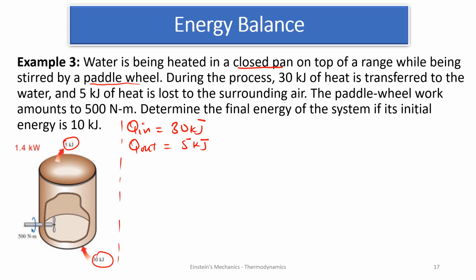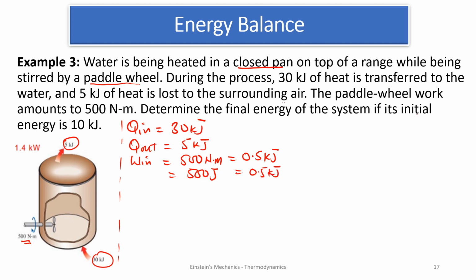And there was a work done of 500 Newton meter. So work done is done by the paddle on the system. So we are doing work in. We are working inside the system, which is 500 Newton meter. And 500 Newton meter is the same as 0.5 kilojoule. Are we good? This is the same as 500 joules, which is the same as 0.5 in terms of kilojoule. I hope you get it.